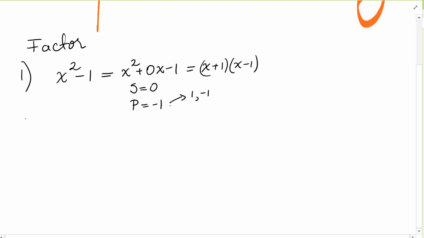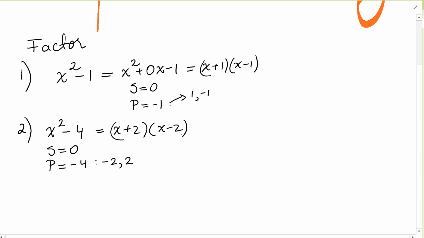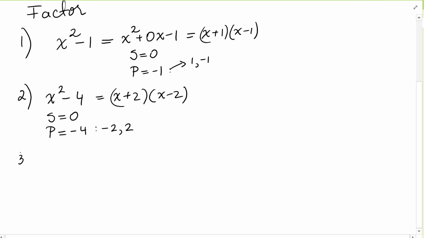Let's try a couple more. Let's say we want to factor x squared minus 4. So again, we are looking for two numbers that have the sum 0, right? Because the term in x is not there. And the product is negative 4. So the two numbers that satisfy this are negative 2 and 2, or 2, negative 2. So the factors are x plus 2, x minus 2. And let's do one more. x squared minus, let's say, 25. So sum equals 0, product equals negative 25. The numbers are 5 and negative 5. So x plus 5, x minus 5.